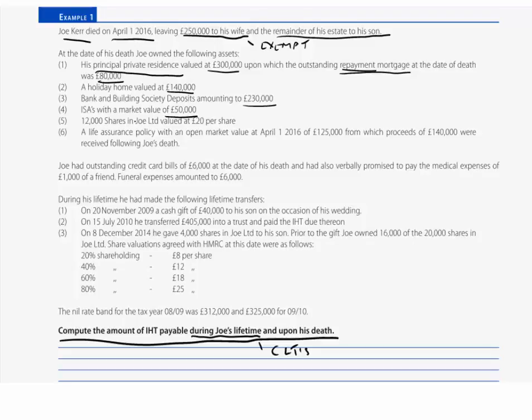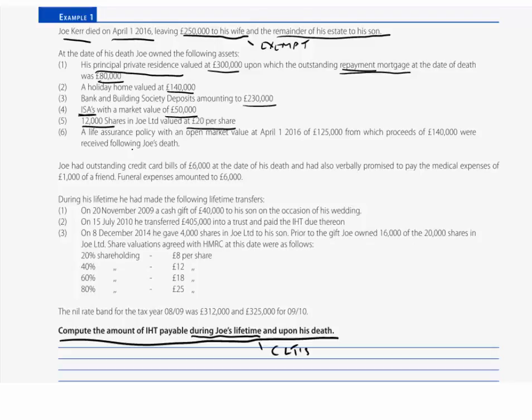ISAs, market value £50,000. Don't go and say again, oh, ISAs, I remember that, they're exempt. Well, the income may very well be exempt. Any gains on maybe shares held within them may well be exempt. But for IHT, it's part of your estate at death, it is chargeable. Don't confuse the rules. So that will go in. 12,000 shares in Joe Limited, valued at £20 per share. More about Joe Limited a little later.